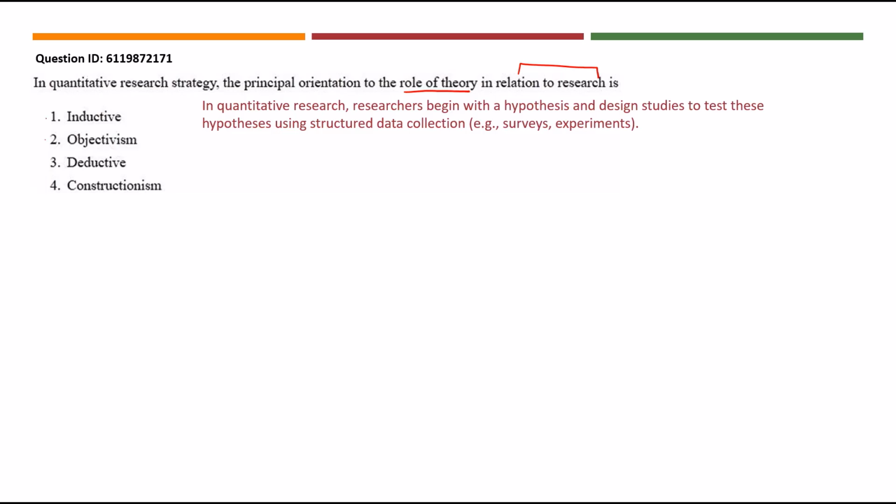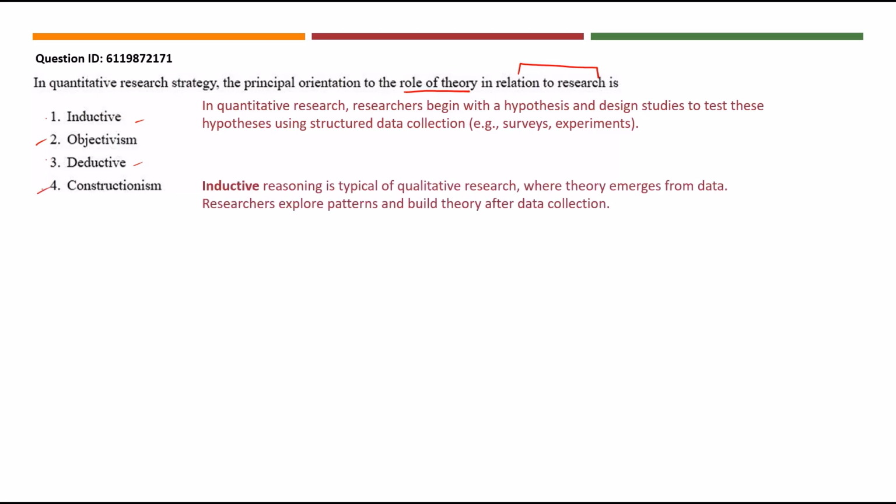Inductive objectivism, deductive constructionism. So here we have inductive, deductive, the known terms. Objectivism and constructionism, not that much known terms. So let's start with inductive reasoning. This is a type of qualitative research where theory emerges from data. Here the researchers are going to begin with hypothesis and then use data to test them. But here in qualitative research, the theory is going to emerge from data.